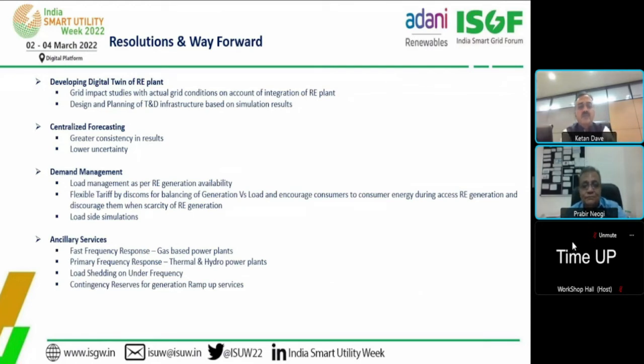Some of the resolution and way forward, we can talk about digital twins, grid impact studies with actual grid condition on account of integration of RE power, design and planning of overall T&D infrastructure. Forecasting, we can think of having a centralized forecasting system available, which will give better accuracy rather than depending upon the developer.